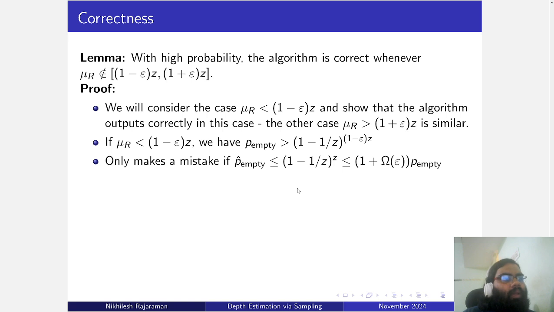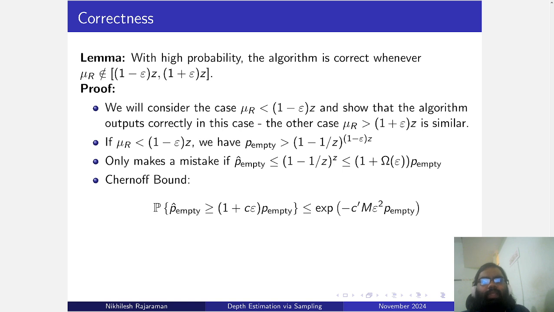So we're only making a mistake if our estimate is at least this 1 plus order epsilon factor away from the true emptiness probability. But the expected value of our estimator, p hat empty, is exactly equal to p empty. So in other words, we only make a mistake when our estimate is more than a 1 plus order epsilon factor away from its mean. And we can bound the probability that this mistake is made using the Chernoff bound.